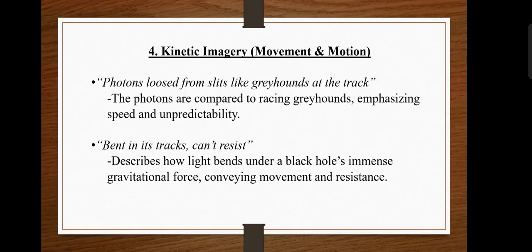And then, "bend in tracks can't resist." This describes how light bends near a black hole. It refers to the black hole, how the light is bending near it, and it makes us visualize the movement. So that is known as kinetic imagery.